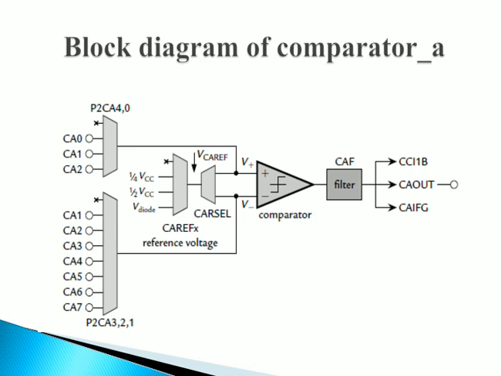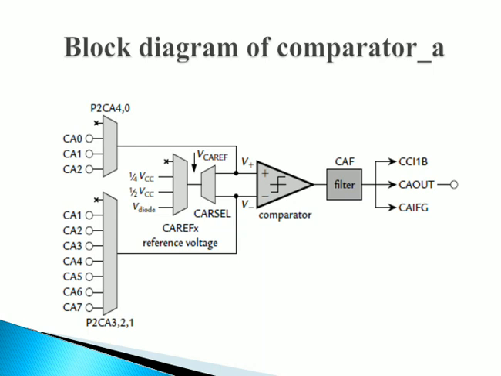Now you can see here the block diagram of the comparator. The block diagram looks complicated, but we have many options, right? This comparator A is configured with user software using the peripheral registers. You can see the two peripheral registers, that is CACTL1 and CACTL2, right? Now the comparator A can be turned on and off by using the CAON bit. If it is low it means it is off, if it is high it is on.